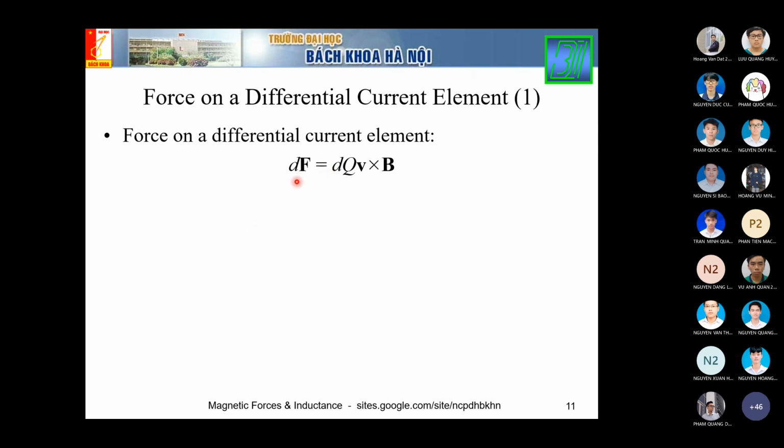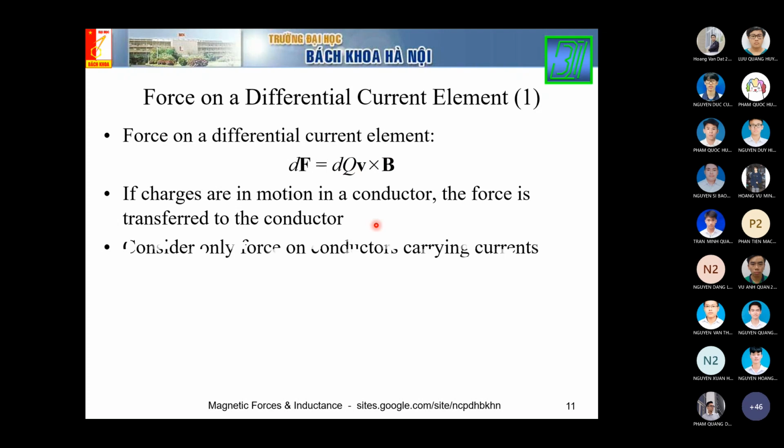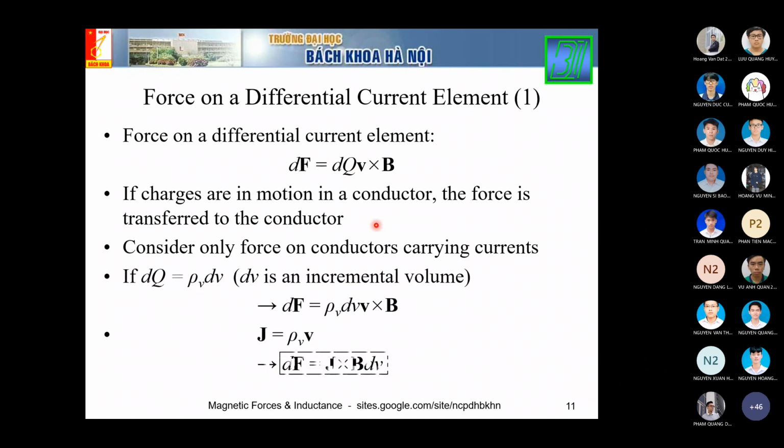So according to the Lorentz force, we have this very small force created by the field B acting on a moving charge dq with the speed of v. And from this we have this formula. If the distribution of current is the current density, we can change this formula into J cross B dV.